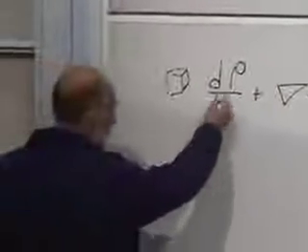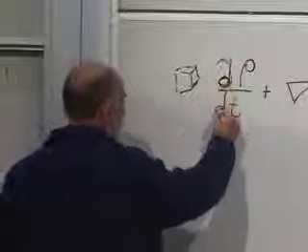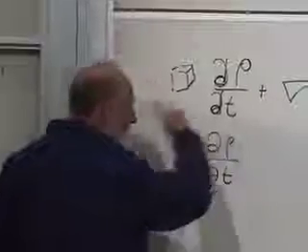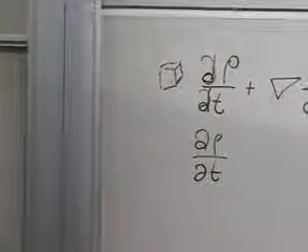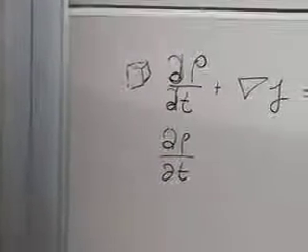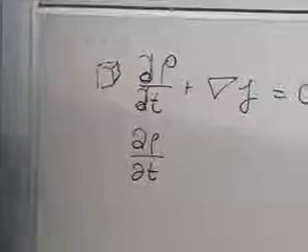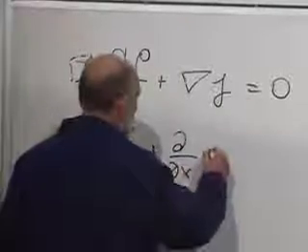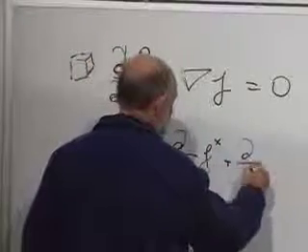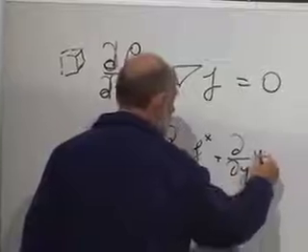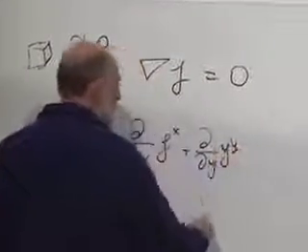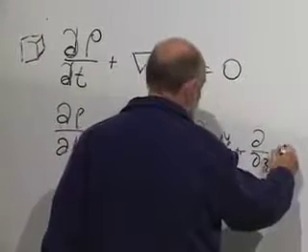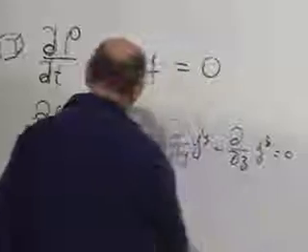It says that, let's say, partial of rho with respect to t. And then what is the divergence of the current? Anybody remember the form for the divergence of a vector? Right. It's the derivative with respect to x of the x component plus the derivative with respect to y of the y component, jy, plus the derivative with respect to z of jz, and that's equal to 0.